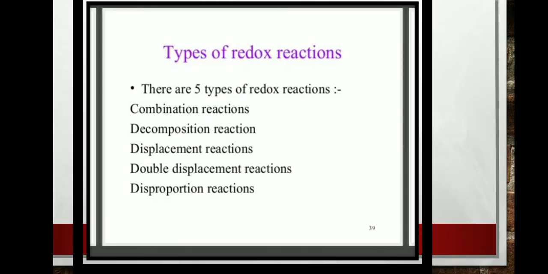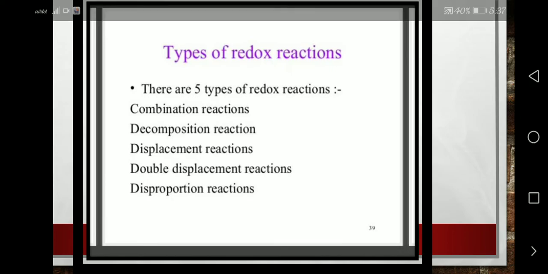Types of redox reactions. 5 types of redox reaction. First one, combination reaction, and decomposition reaction, and displacement reaction, and double displacement reactions, and disproportionation reactions.